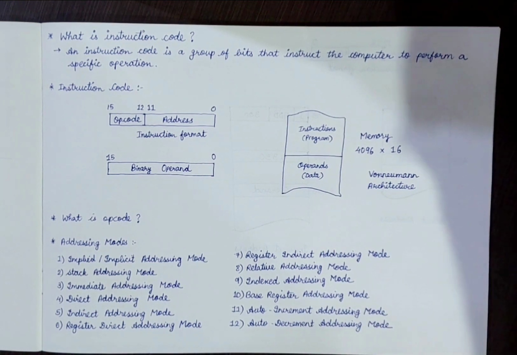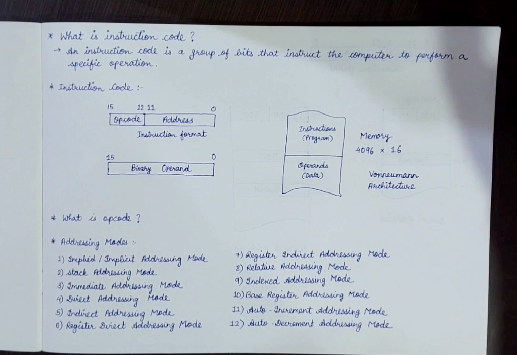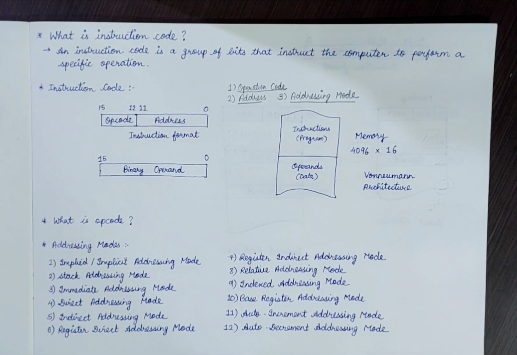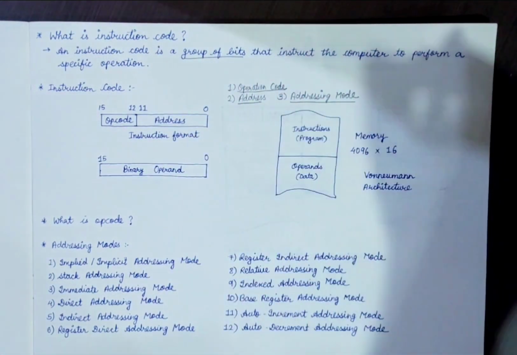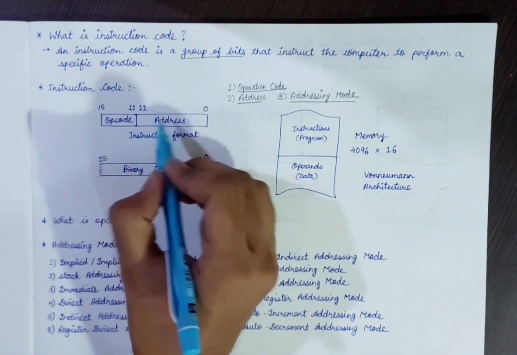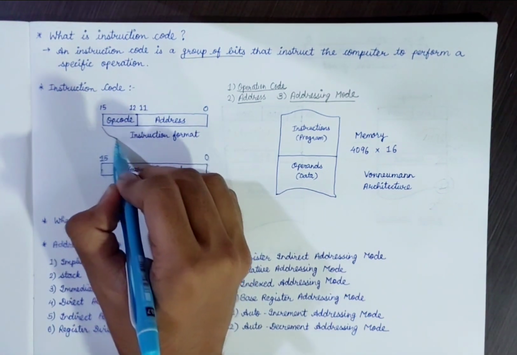Now, how does this instruction code look and how is it stored in memory, we will see that. So we have understood what is instruction code. Now we will see how instruction code looks. As I said, instruction code is a group of bits. Here I have taken an instruction of 16 bits, that is 0 to 15. So this will be a group of bits only.